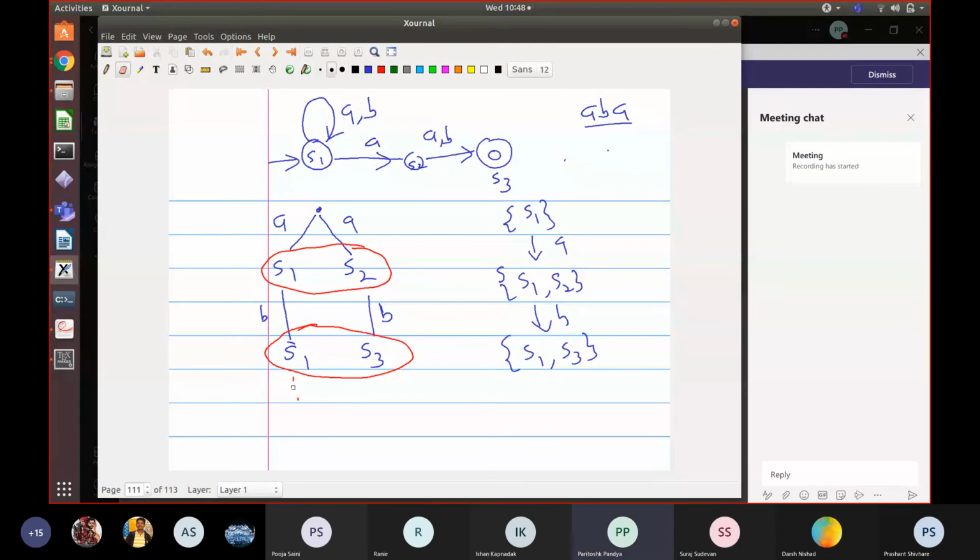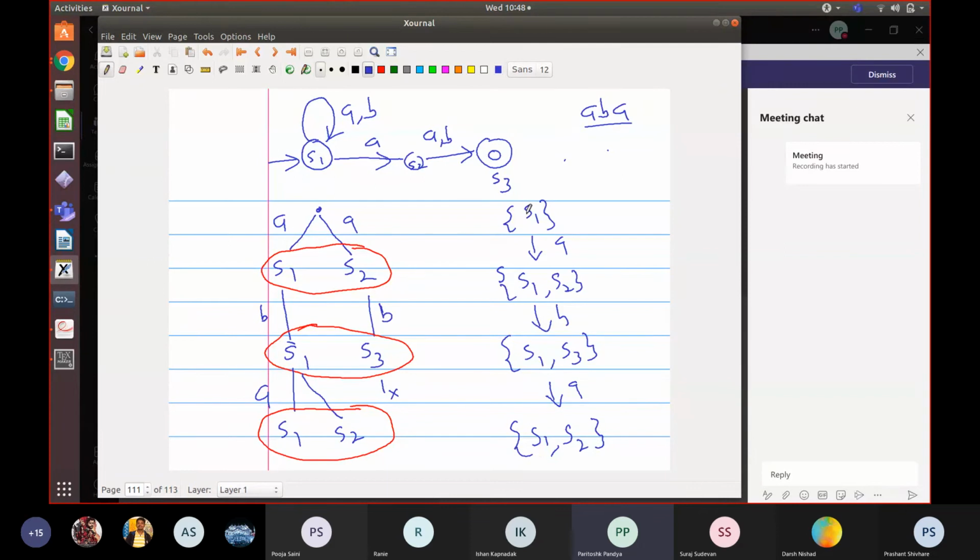On a letter A, oops, I've got the wrong color. I'm sorry. On a letter A, I will go to S1, S2, and S3 on an A will not go anywhere. This will die. So the new frontier I've got is S1, S2, right?